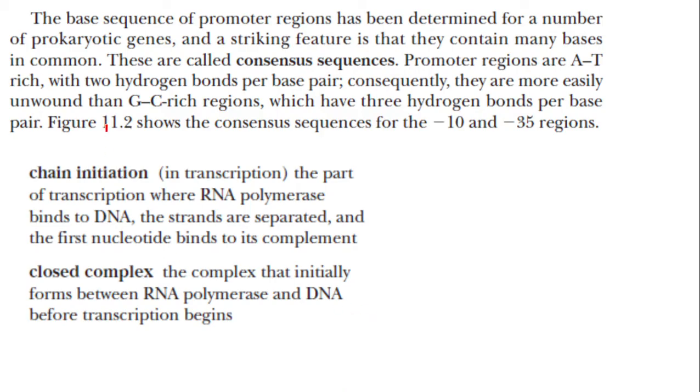Now, you see the consensus sequence given here. They are common. Promoter regions are rich with 2 hydrogen bonds per base pair. Okay, you know all those things. Chain initiation. Now we have moved to the next term, chain initiation in transcription. A part of transcription where the RNA polymerase binds to DNA. That is what is called chain initiation.